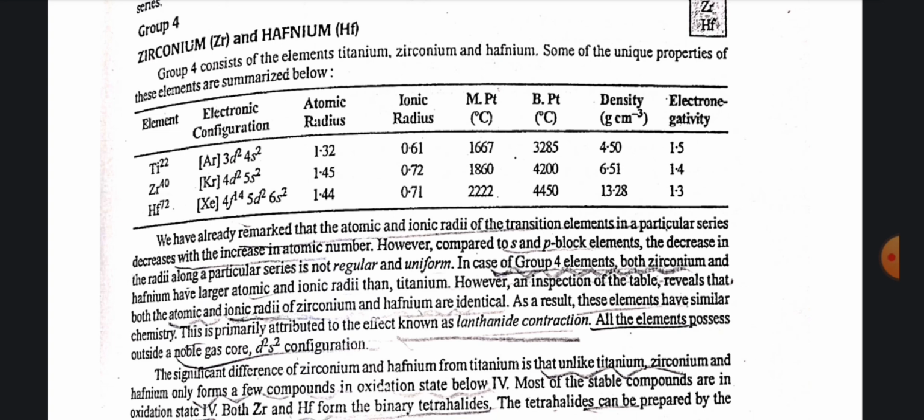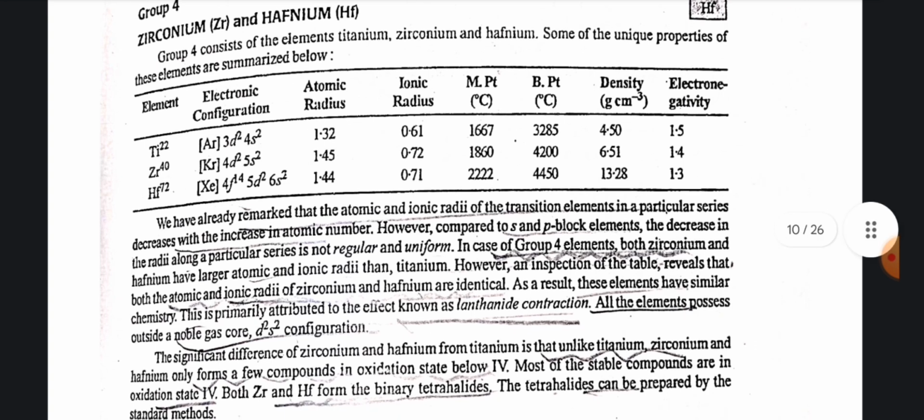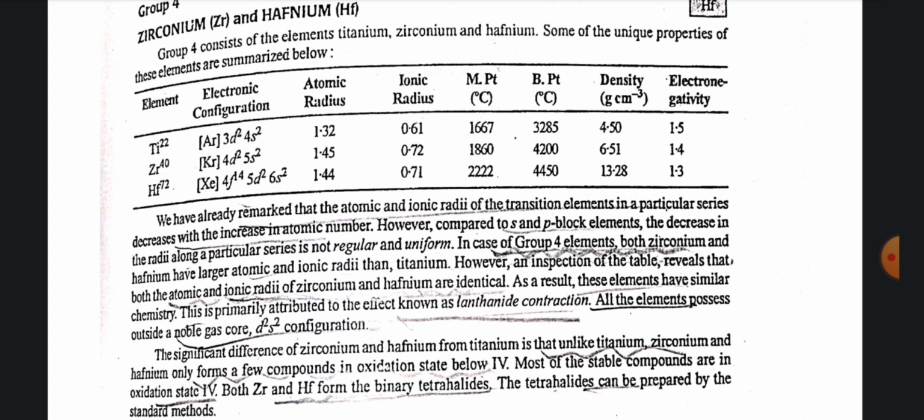Group 4, zirconium and hafnium. Group 4 consists of the elements titanium, zirconium and hafnium. Some of the unique properties of these elements are summarized below. The electronic configuration of titanium is 3d2 4s2 and zirconium is 4d2 5s2, while that of hafnium is 4f14 5d2 6s2. We have already remarked that the atomic and ionic radii of the transition elements in a particular series decrease with increase in atomic number.